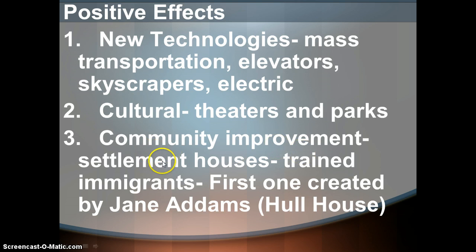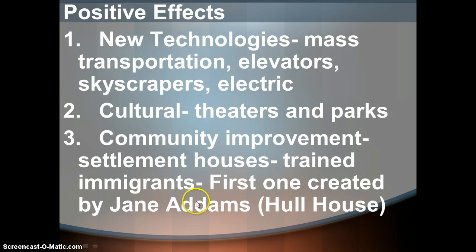Community improvement, people trying to help the masses of immigrants that are coming. And so you get settlement houses. Their goal is to help out the immigrants. They're going to learn English. They're going to give them basic reading skills.